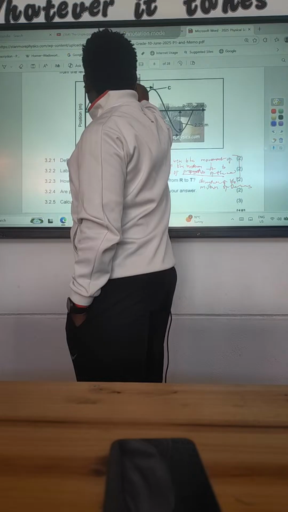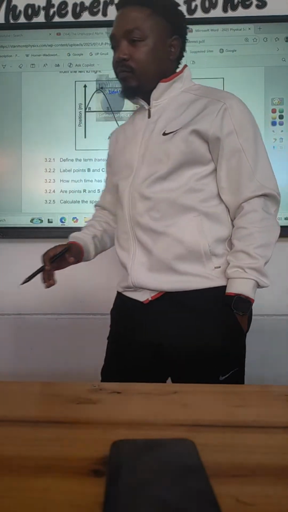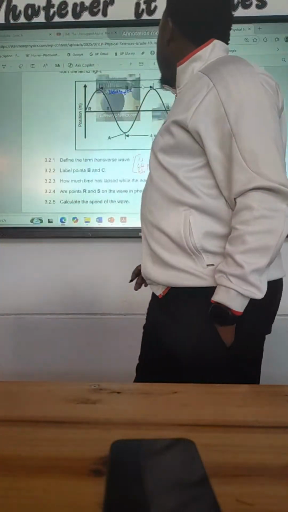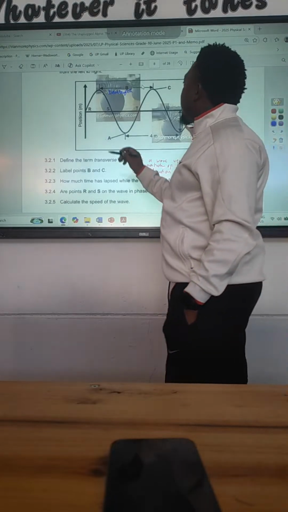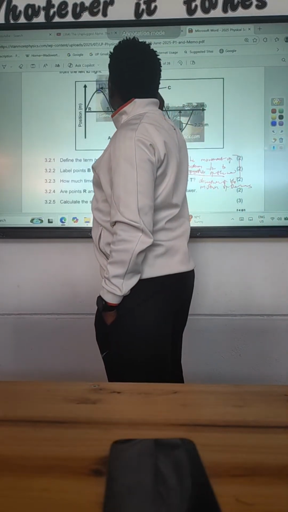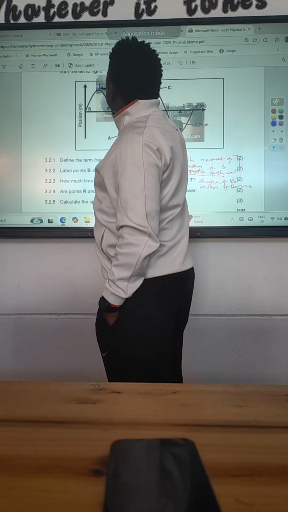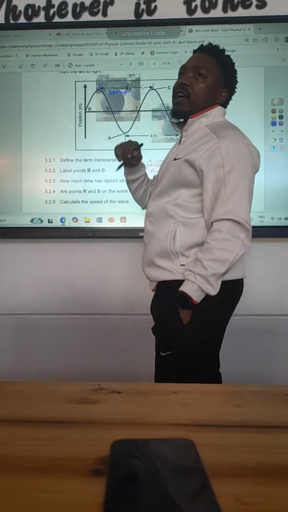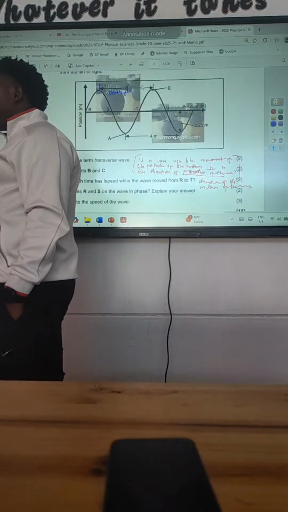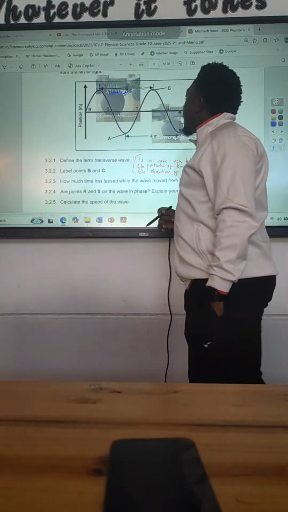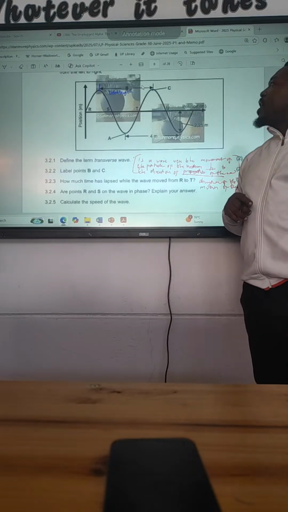Why is B a wavelength? It is the distance between 2 points that are in phase. 2 consecutive points that are in phase. These 2 points are in phase and they are consecutive to each other. Can be 2 crests, can also be 2 troughs, as long as they are consecutive to each other. That's why we saw that these are actually wavelength. And what about C?